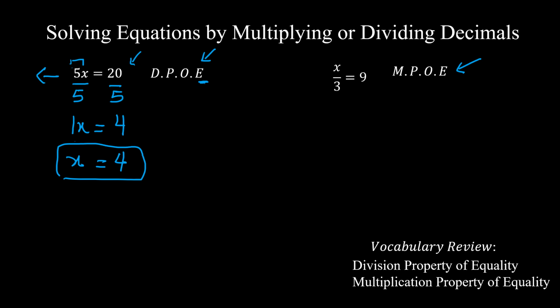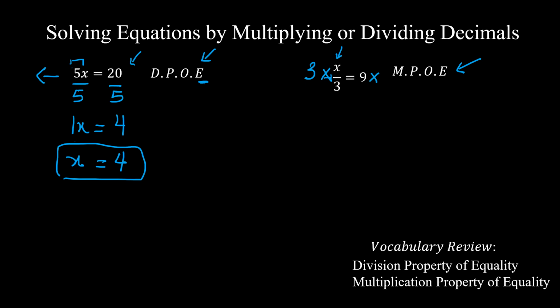So here we have x divided by 3, this bar here is division, is equal to 9. Because we want to get x by itself, isolate x, we want to get rid of any numbers or anything else that's not x. So here we have 3. 3 is being divided. The inverse operation of division is multiplication. So because 3 is being divided, we're going to multiply 3 on both sides.